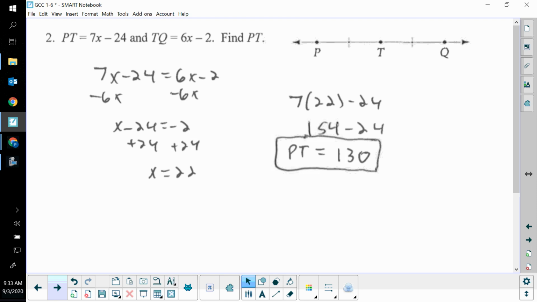So we had already had our picture. It had the 2 marks on it. That told us that we knew they were equal. So we set the 2 parts equal to each other. Our geometry justification would be midpoint implies 2 congruent segments. Solve for x, get 22. Sub it back in to find what PT is.